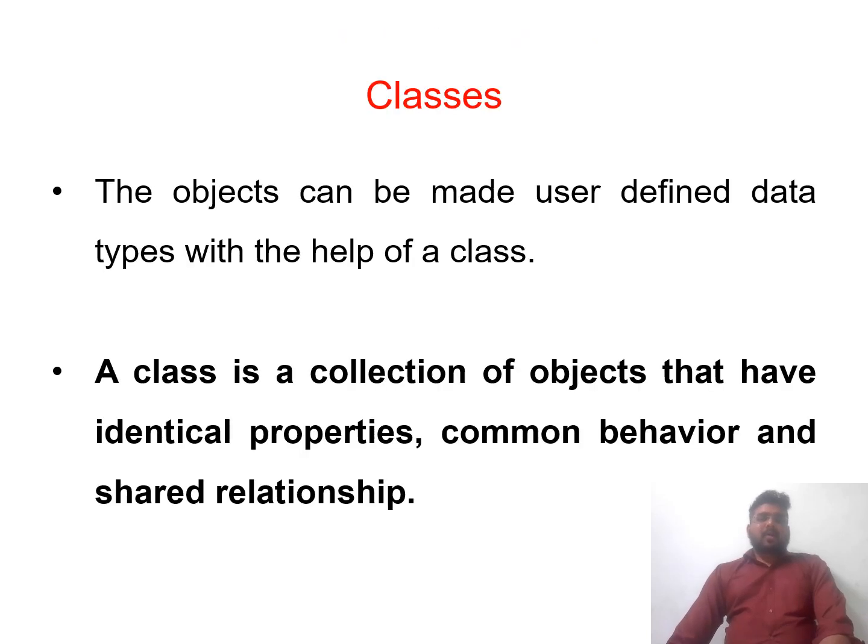An object can be made a user-defined data type with the help of a class. A class is a collection of objects that have identical properties, common behavior, and shared relationships. The class is a building block of C++ that leads to object-oriented programming. It is a user-defined data type, which holds its own data members and member functions, which can be accessed and used by an instance of the class. A class is a blueprint of an object.